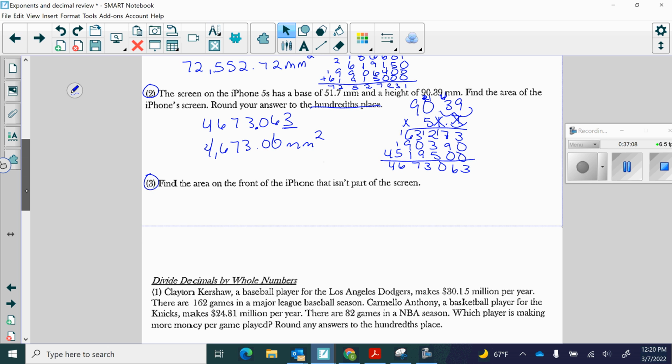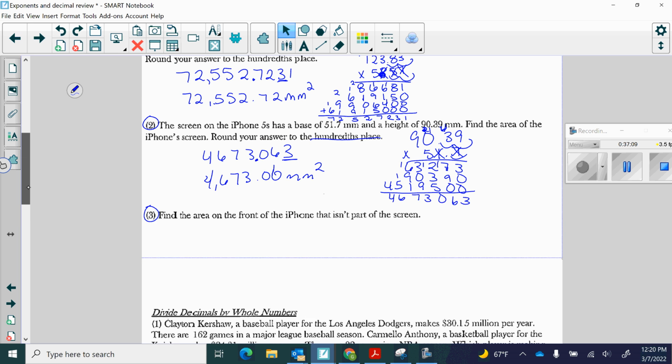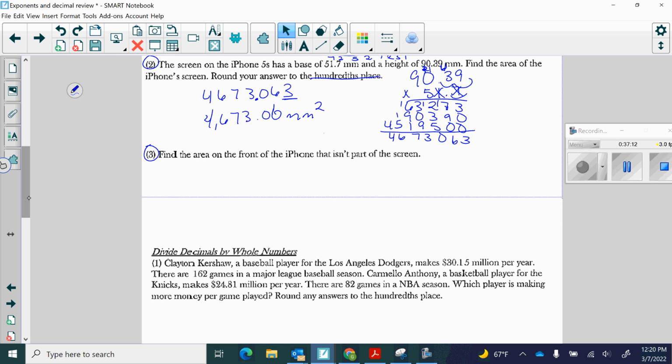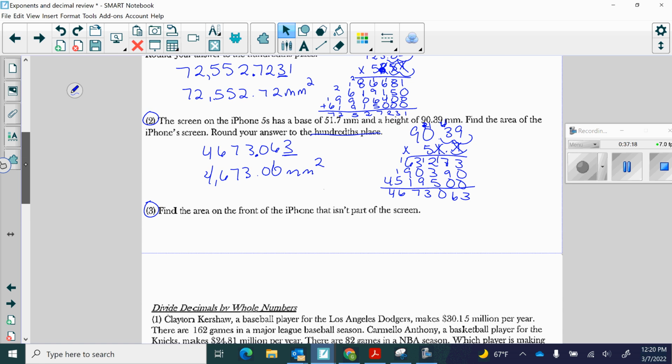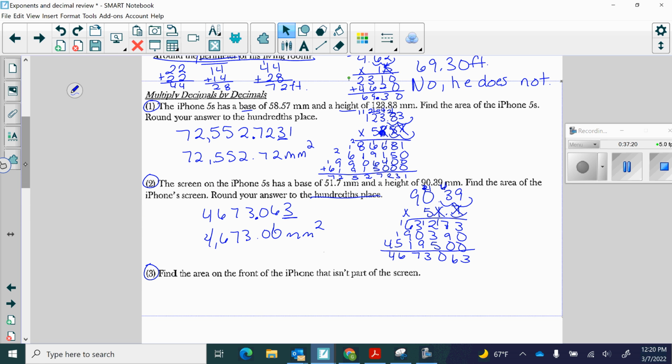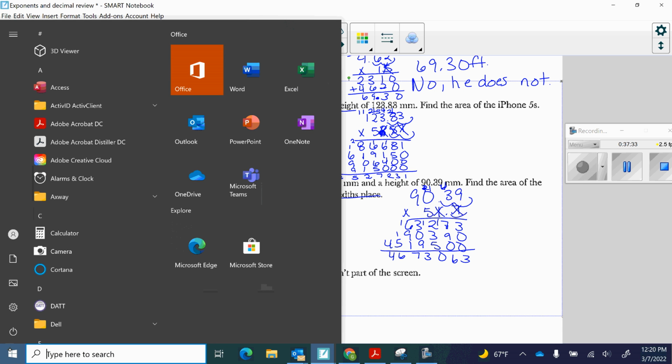Any questions? Then it says, find the area on the front of the iPhone that is not part of the screen. So if I have the total area and I have the area for the screen, what am I going to do to find it without the screen? JJ? I'm going to subtract. I'm going to take the screen away from that total area.